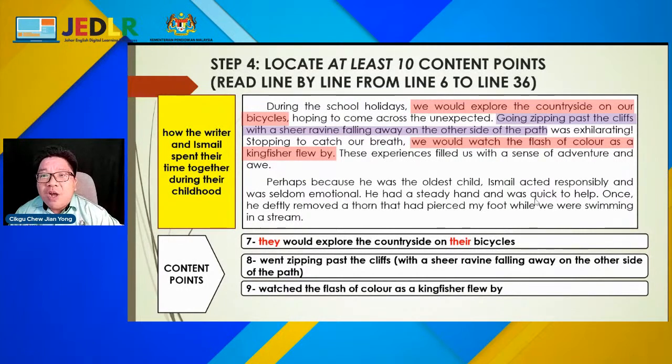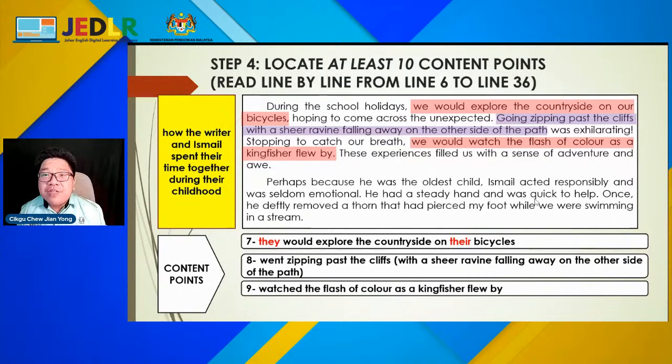Perhaps because he was the oldest child, Ismail acted responsibly and was seldom emotional. Is this a point? No, because this is actually Ismail's characteristic. Dia cakap tentang Ismail saja. Dia bukan cakap tentang apa yang Ismail dan the writer tu buat sama-sama. Okay, so this is not a point. It's just Ismail's characteristic. He had a steady hand and was quick to help. That is also another characteristic of Ismail. Yes or no? So there's no point there.